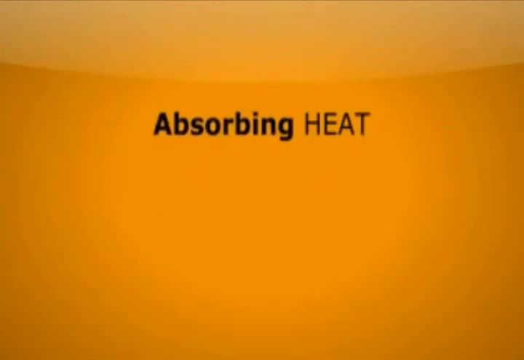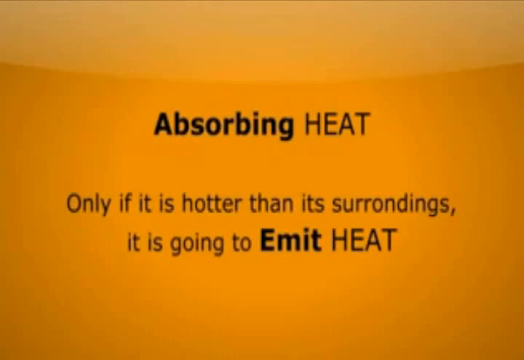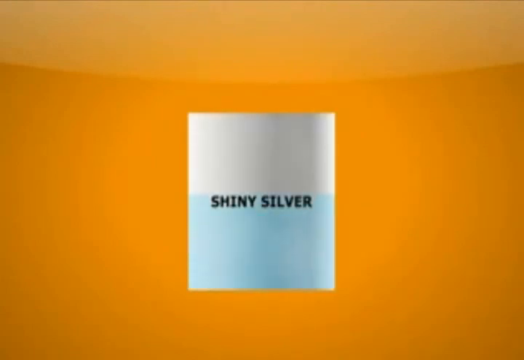However, it will also be absorbing heat radiation, and it is only if it is hotter than the surroundings that it is actually going to be emitting heat overall. Let us add boiling water to this cube to make it hotter than the surroundings and see what happens. First, let's look at the shiny silvery surface, and you see it's really poor at emitting radiation. Then we move to the white shiny side. That looks better, but still it's poor at emitting radiation.